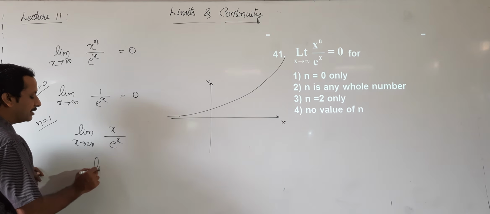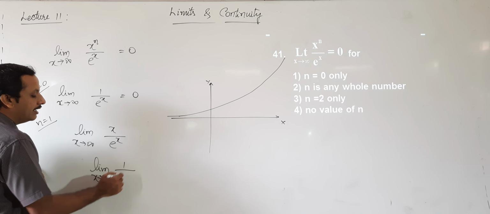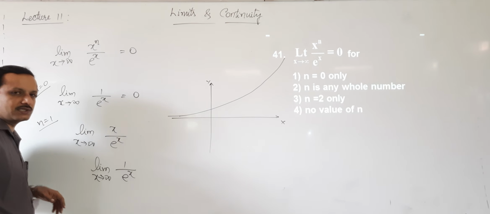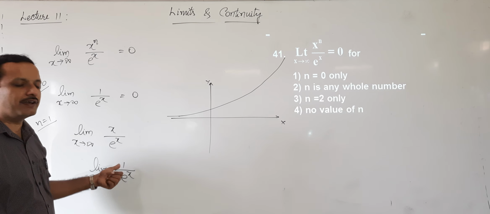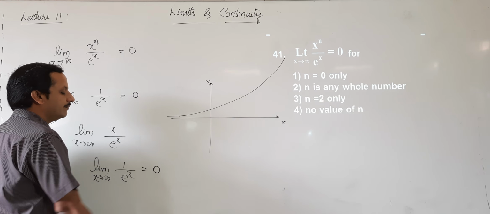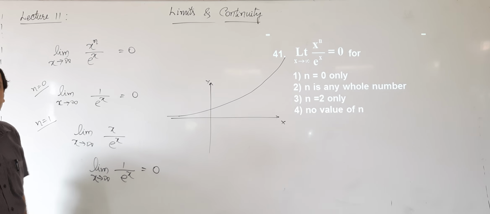So if I use L'Hospital's rule here, limit x tends to infinity, derivative of x is 1, derivative e power x is e power x. Apply the limit as x tends to infinity. So denominator becomes infinity, 1 by infinity, so this will give you 0. That means when n is equal to 1, the result is true.